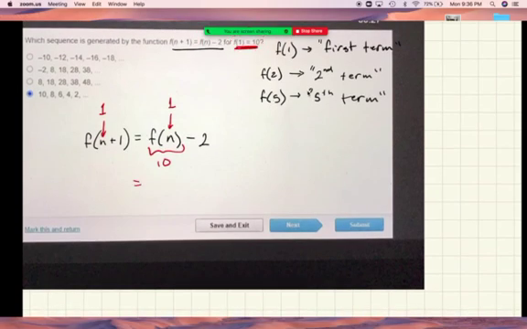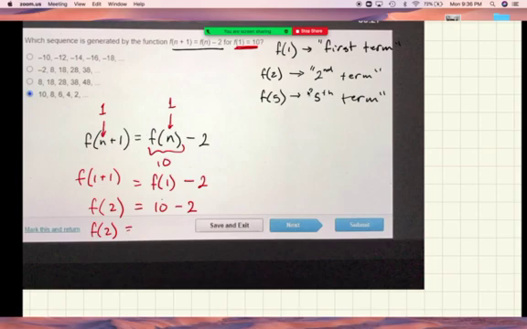So I'll do this in 2 steps. F of 1 minus 2, that's the same thing as 10 minus 2. Does that make sense? Okay. Now on the left side, we swap out the n for a 1, so we get 1 plus 1. F of 1 plus 1, that is f of 2. This is the second term, so f of 2 equals 10 minus 2, which is 8. So the second term is 8.